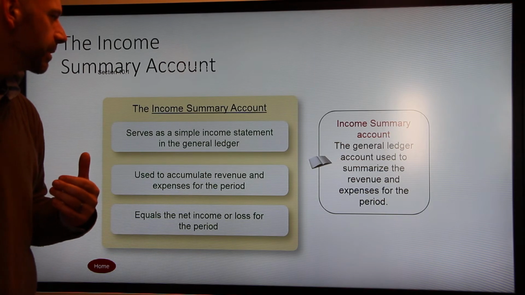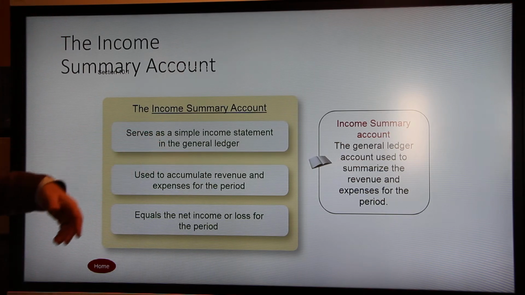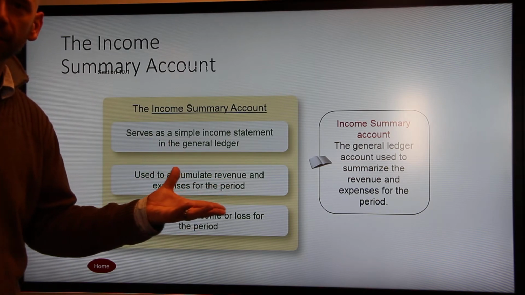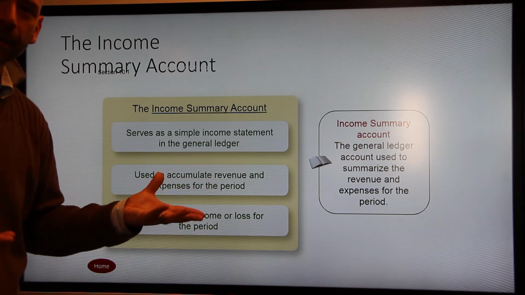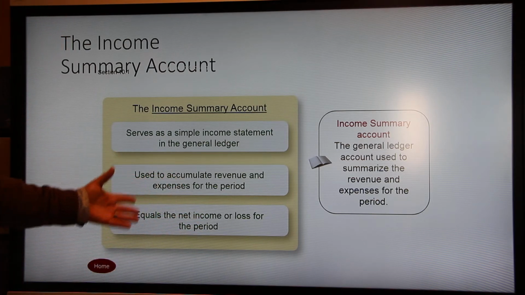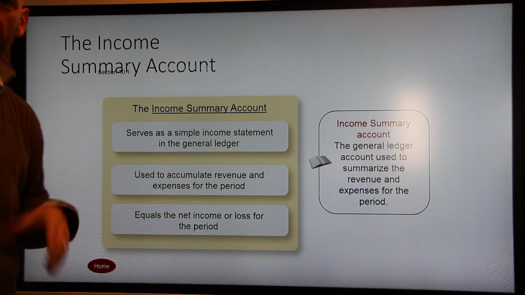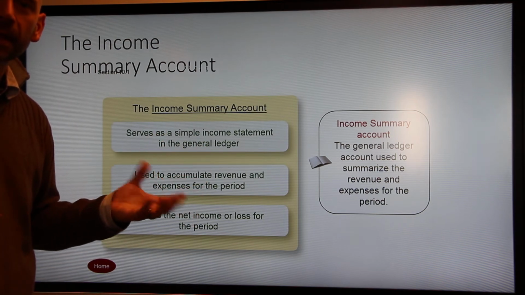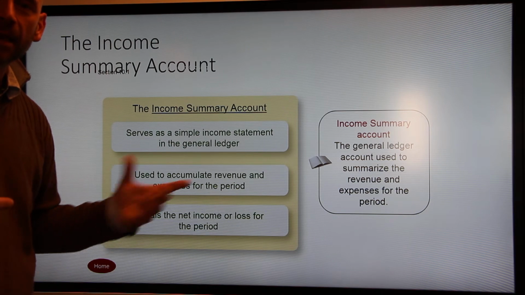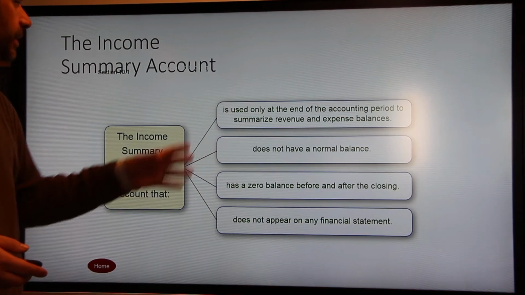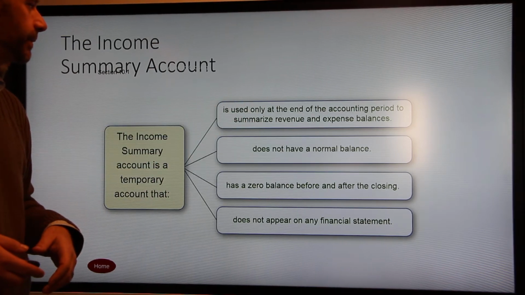Okay? Income summary serves as a simple income statement for the ledger, right? Meaning, because we keep our revenue balances and our expense balances, and revenue and expenses is pretty much what's on our income statement. They're used to accumulate revenue and expenses for that period, and it equals net income or net loss for that period. So the difference between your revenue and your expenses, that's the balance that ends up staying in your income summary account.